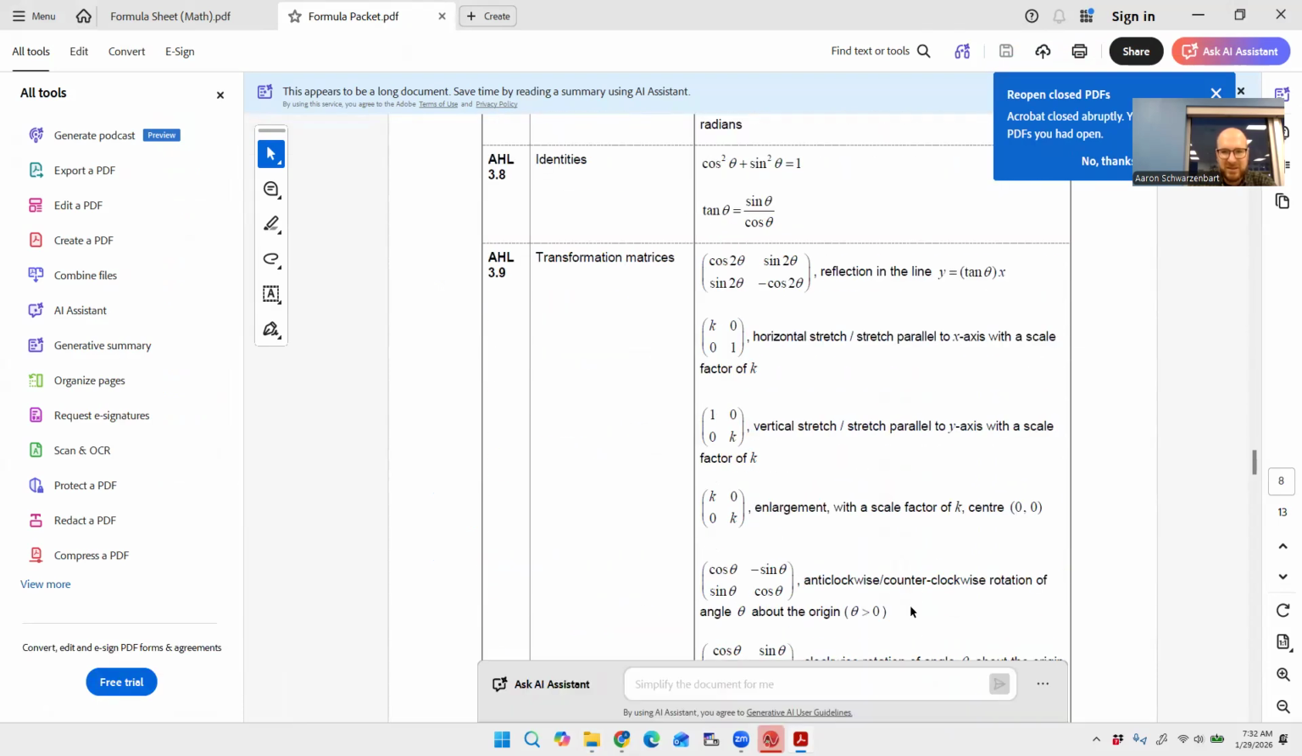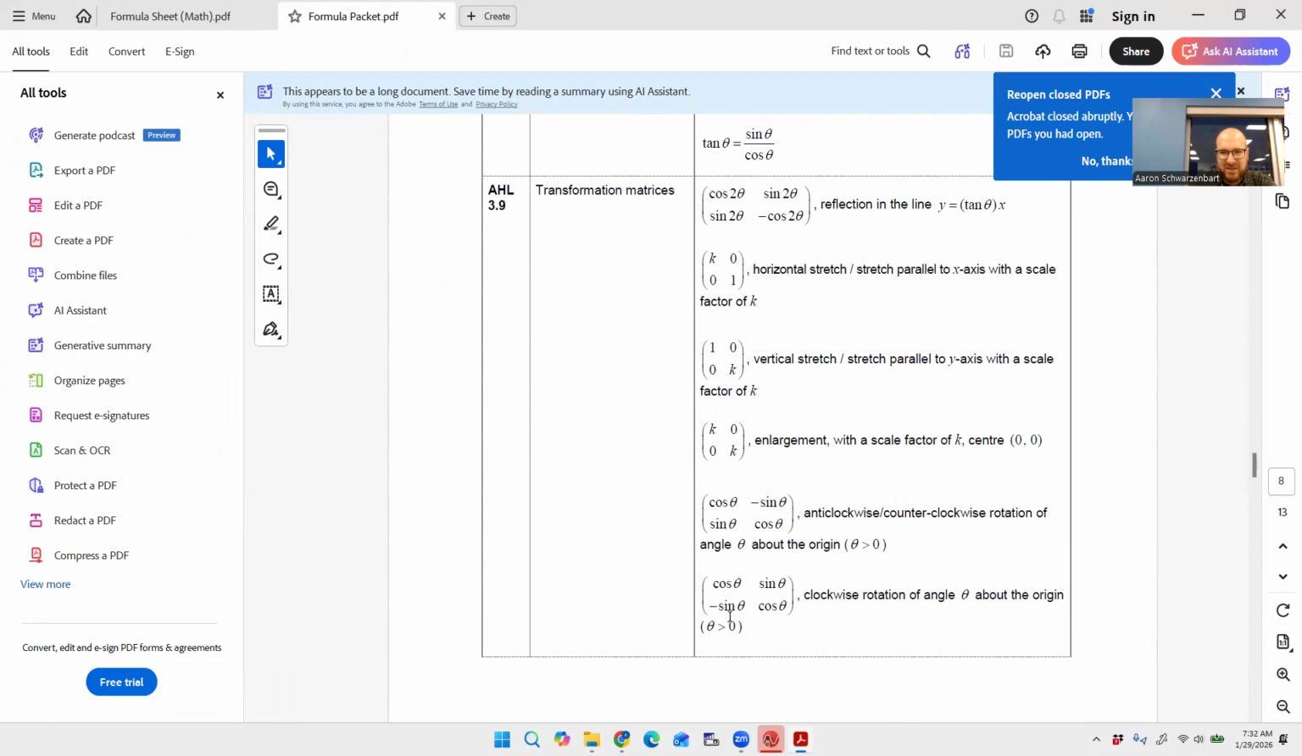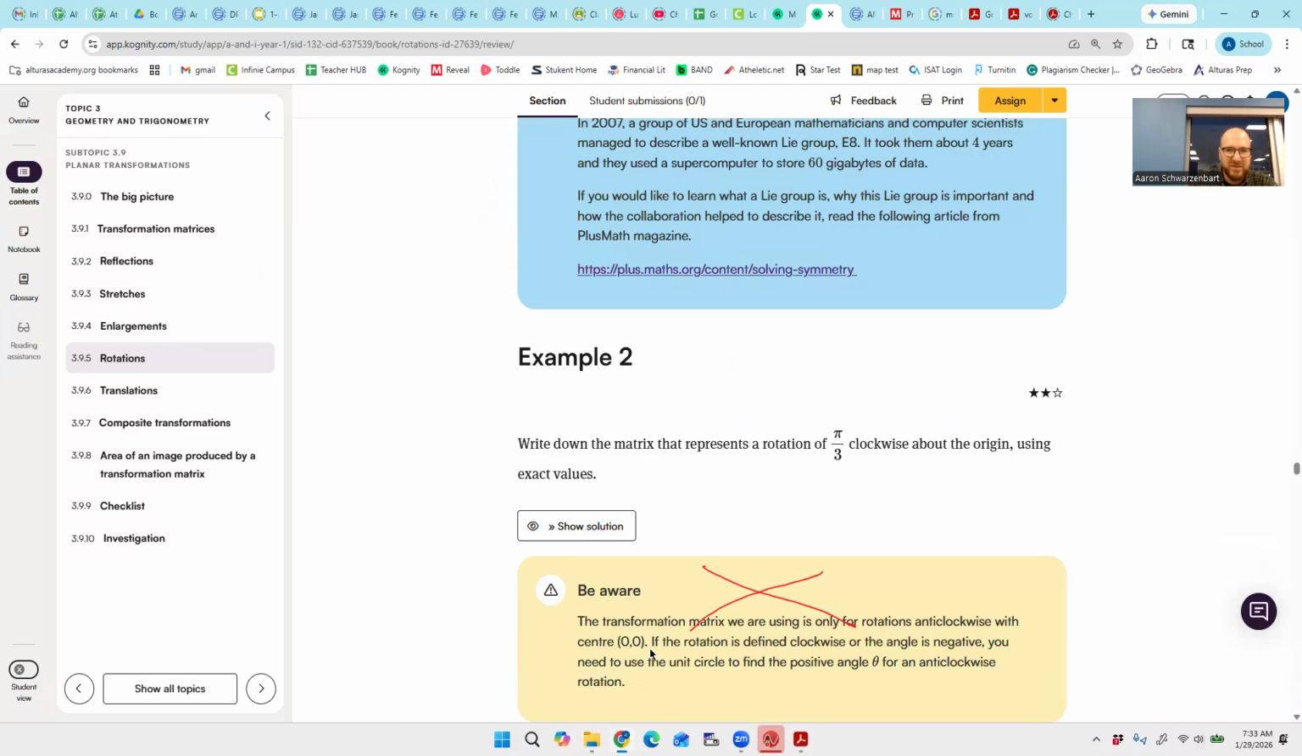So we've got the enlargement, and the anti-clockwise or counterclockwise rotation of angle theta. If it's clockwise rotation, I don't actually like this. I think we should just cross that out and just plug in the negative value. So if it's clockwise rotation, just make the angle negative. This is what most of the rest of the world does. We don't have to complicate that. So our next one is going to be a clockwise rotation of pi over 3 about the origin. That means the angle is negative pi over 3.